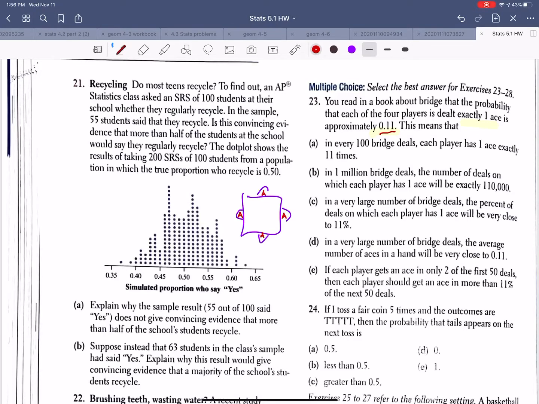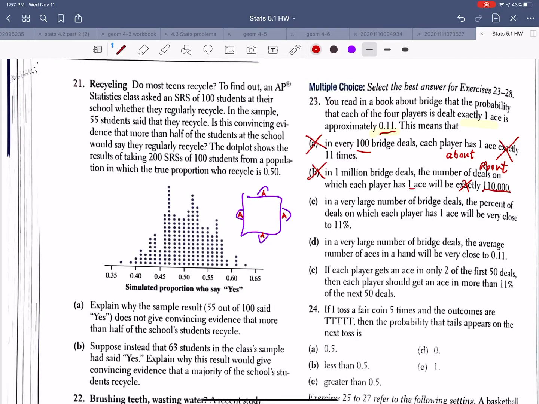And so now we're looking for the words that mimic the script that we established in class. So this one says, in every 100 games, you'd get exactly 11. No, essentially you'd get it about 11 times for every 100. So we don't like A. B says, in 1 million bridge deals, the number of deals in which a player would have one ace would be exactly. Again, no. It would be somewhere around. We wouldn't be surprised if it was very close to. Any of those is appropriate, but exactly is not appropriate.